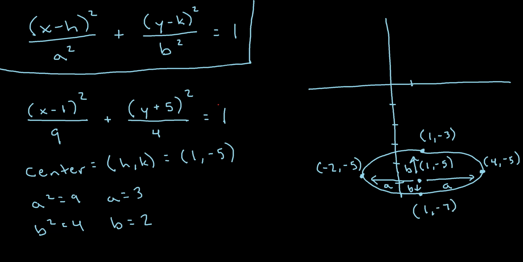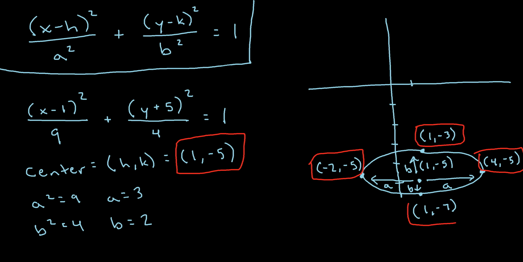So we just found the center, the vertices, and the co-vertices. So the center is 1, negative 5. The vertices are negative 2, negative 5, and 4, negative 5. And the co-vertices are 1, negative 3, and 1, negative 7.